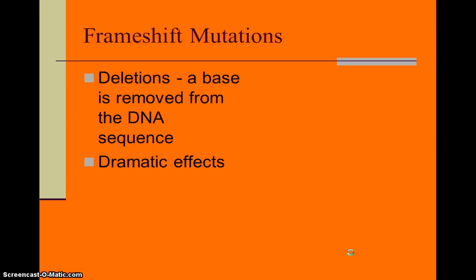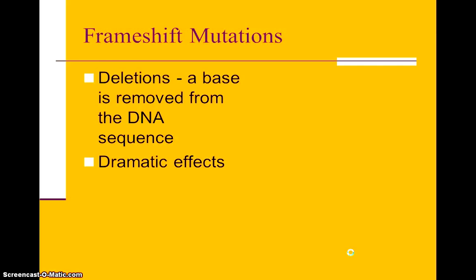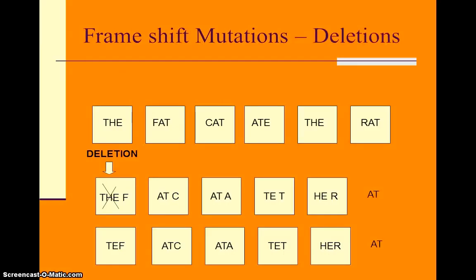Deletions, or frame shift mutations. It's when a base is removed from the DNA sequence, and it's going to have a dramatic effect because it's going to move the whole frame. So if we have this one that gets deleted, then we're left with these three, these three, these three, these three, and those are incomplete instead of it being the normal. So think of that deletion. You're just deleting one whole amino acid.